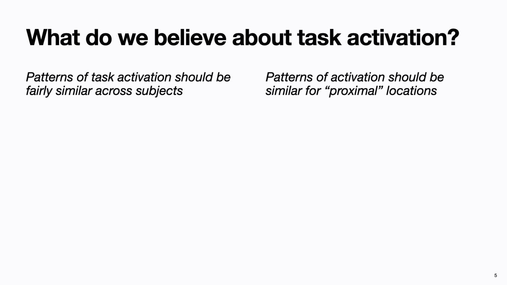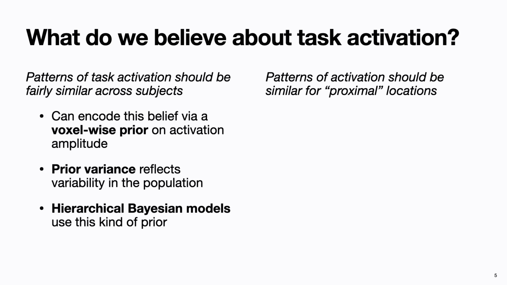So in terms of task activation, what do we mean by prior beliefs? So there's a few prior beliefs we may have. We may believe that patterns of task activation should be pretty similar across subjects, for example. And we could encode this belief through a prior on the voxel-wise or vertex-wise activation amplitudes. And so the prior variance would reflect the variability in the population. And we could use a hierarchical Bayesian model to fit this kind of prior.